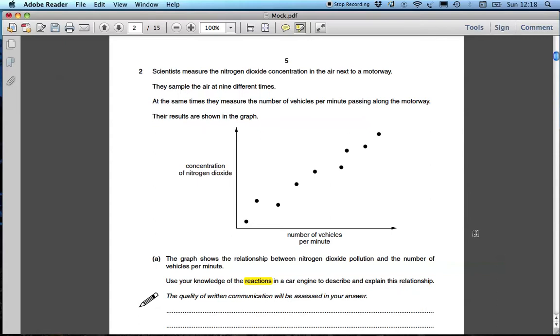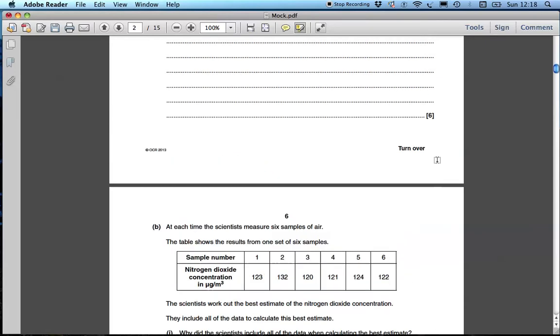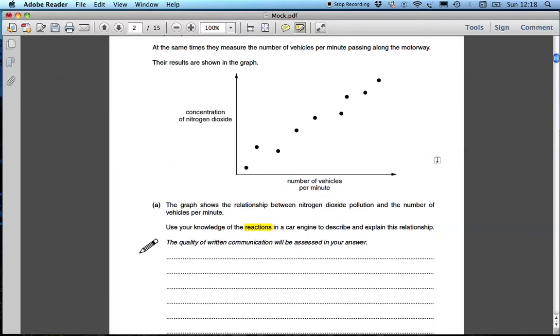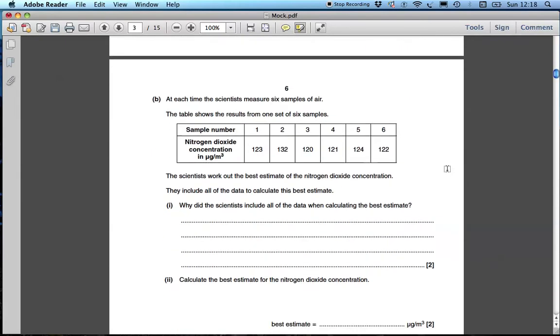So I've described the relationship by saying it's a positive correlation, and I've said why this happens because of the reactions between the nitrogen and the oxygen in the engine. Just as a final note on this question, nowhere does it mention catalytic converters. You're not asked about catalytic converters, and actually any comment on it in your answer was ignored because the marks came from the question as asked.